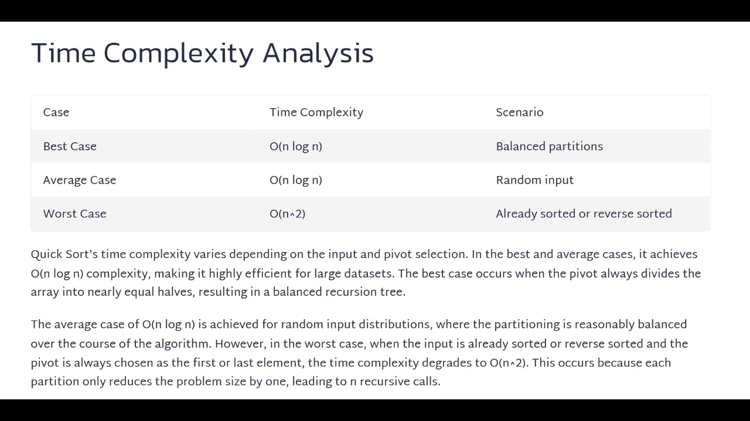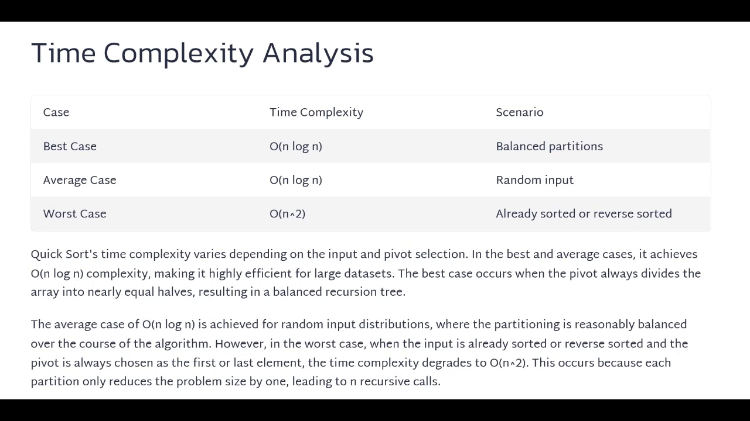Now we move on to the time complexity of the quicksort algorithm. In the best case, we have order of n log n, in the scenario of balanced partitions. Average case, it has a time complexity of order of n log n, with random input. Worst case, we have order of n squared, in the scenario where the array is already sorted or reverse sorted.